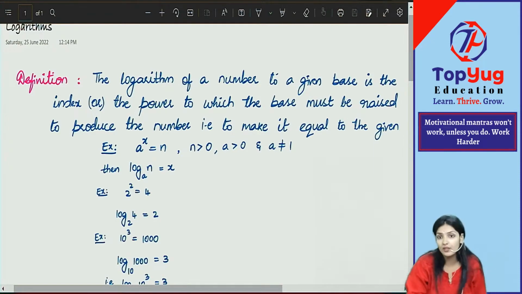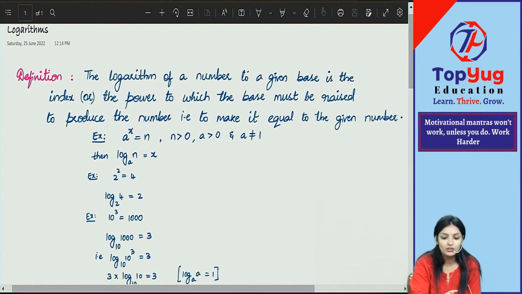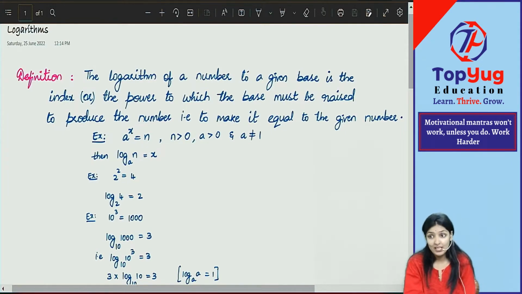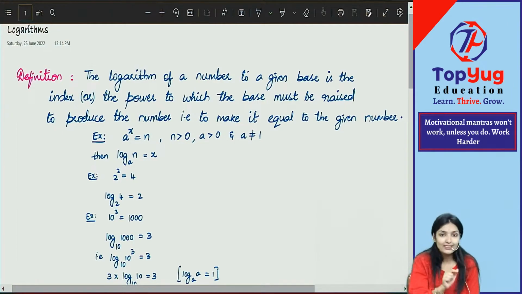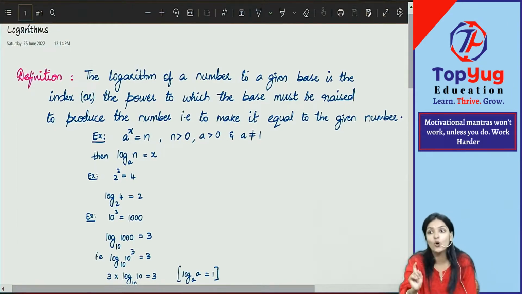I hope now you all know the definition. Repeat along with me. The logarithm of a number to a given base is the index or power to which the base must be raised to produce a number, or that is to make it equal to the given number. Am I clear? I hope now you know what it is. You have to remember it. ओके यहाँ पे ये क्लैरिटी आपको मिलेगी नहीं कहीं और बुक और में. So I hope you have remembered it.